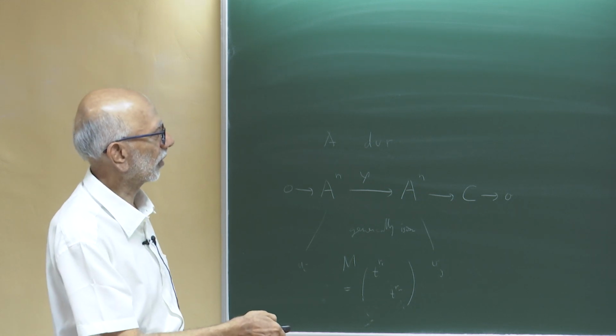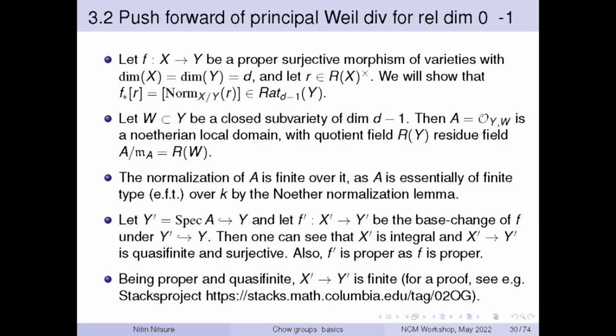Y prime is spec A, and that base change I called F prime from X prime to Y prime. So then X prime is integral. You see the generic point of X is already in X prime, and which is dense there, and so it's irreducible. And X prime to Y prime is quasi-finite and surjective. You understand this word quasi-finite?